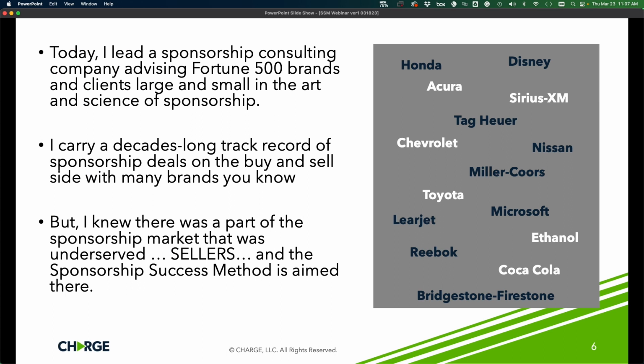We advise not only Fortune 500 brands, but clients large and small in the art and science of sponsorship. I carry a decade-long track record of sponsorship deals on both the buy and the sell side. But I knew that there was a part of the sponsorship market that was underserved because over the last year, we've been contacted every day by sellers looking for a different way to sell, looking for information about how to find the sponsors that they need and want. This sponsorship sales method is aimed at that part of the market.